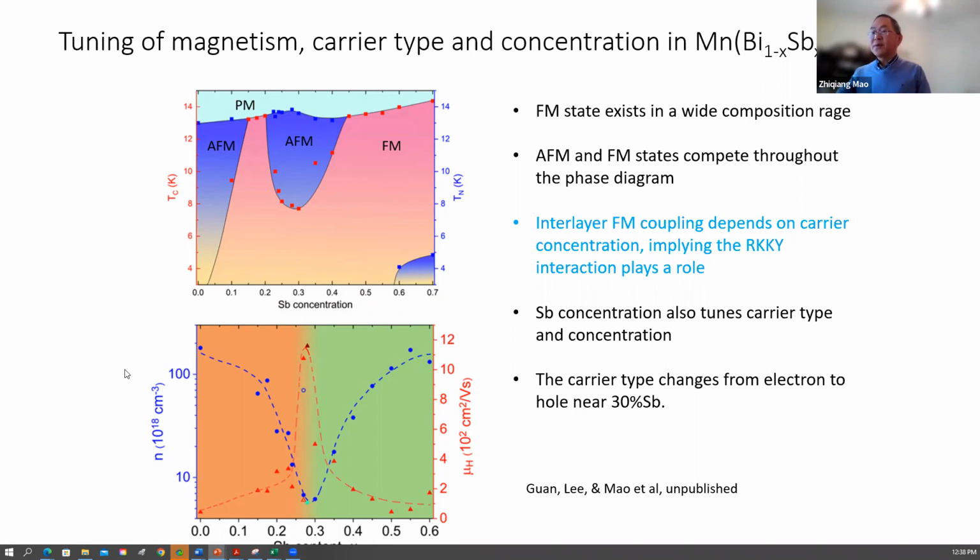And we also found that the antimony concentration tunes the carrier type from electron to hole, and at this concentration near 30%, the Fermi level is close to the charge neutral point. So this system showed a lot of exotic phenomena, but I will not discuss those. This data has not been published yet, but we will present it at the meeting.